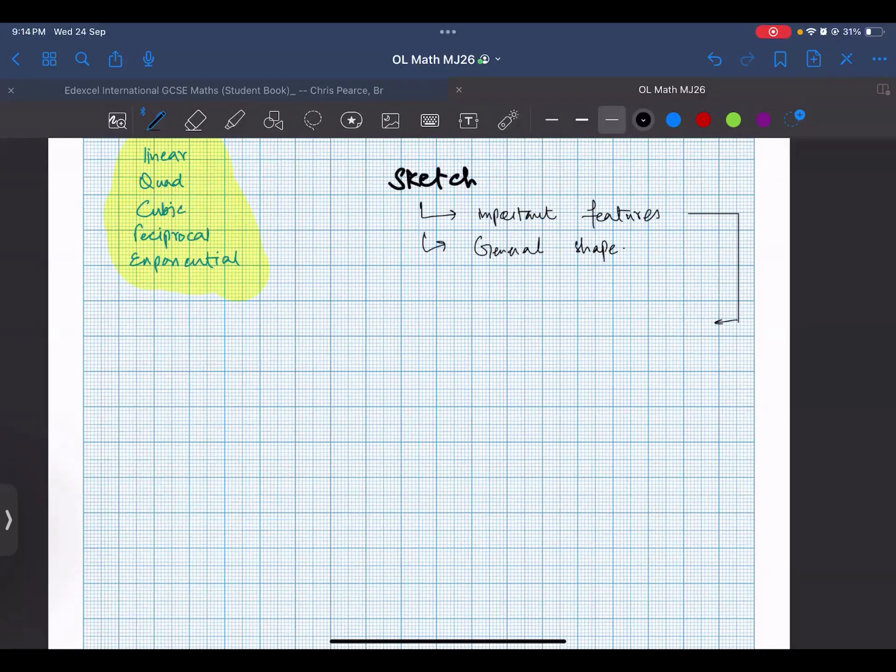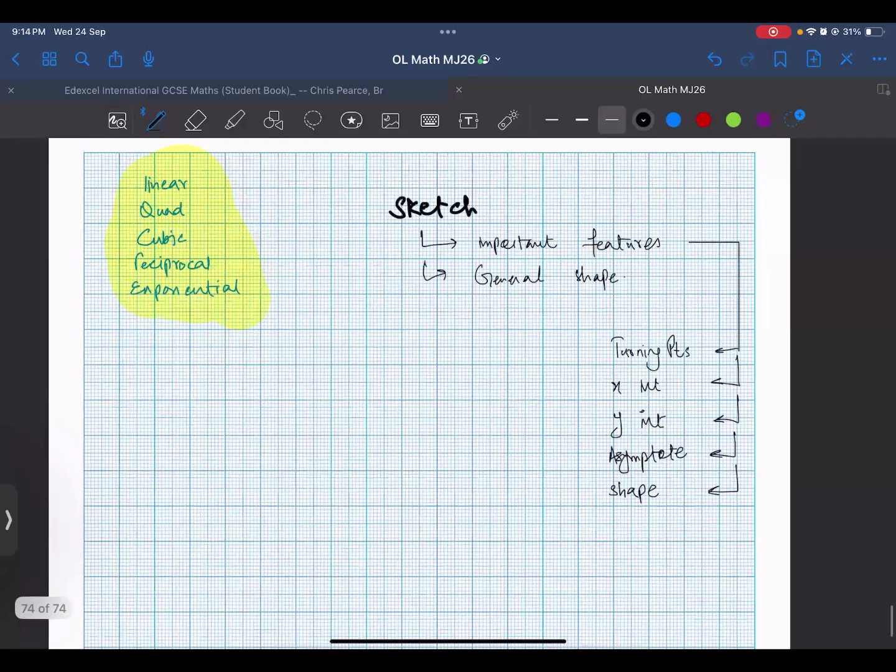The important features include the turning points, if there are any. I will show you what are turning points. The important features include the x-intercept. Definitely you will have an x-intercept. Or the y-intercept, if there is any. X-intercept may or may not be. And you have the asymptotes. I will tell you what are asymptotes and how do you find these. This is what you will show, and the general shape of your curve, not the plotting.